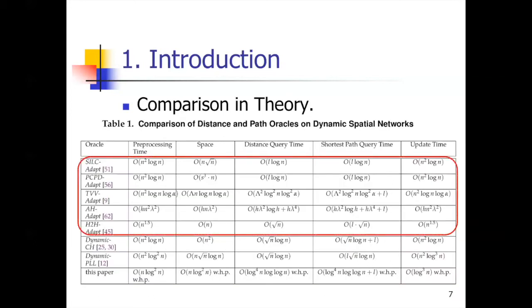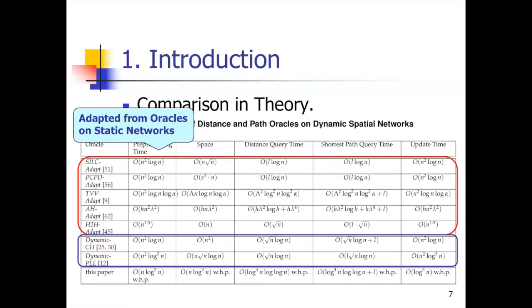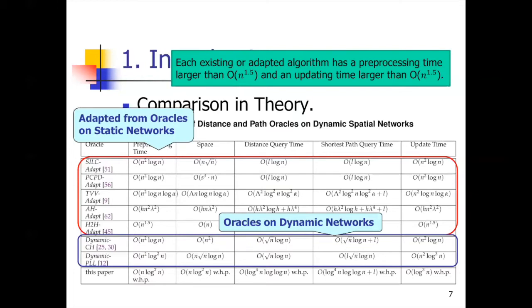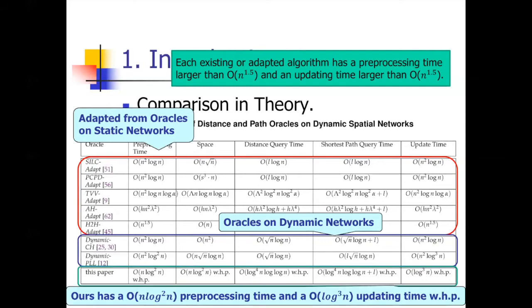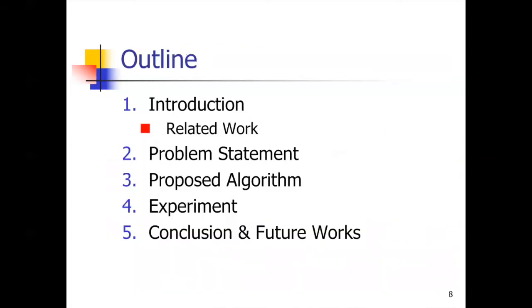This table compares all the oracles on dynamic networks in theory. The oracles in the red box are adapted from the oracles on static networks, and the oracles in the purple box are the oracles on dynamic networks. Each existing or adapted algorithm has a pre-processing time larger than big O n to the power of 1.5 and an updating time larger than big O n to the power of 1.5. Our oracle has a big O n log squared n pre-processing time and a big O log cubed n updating time with high probability.